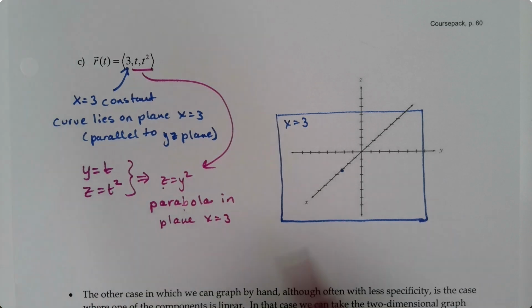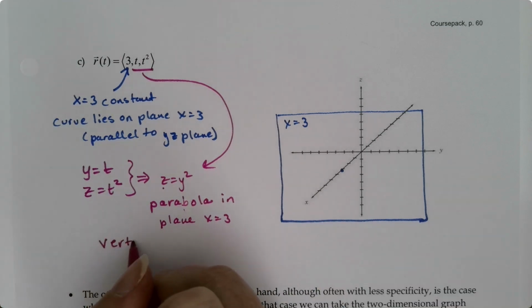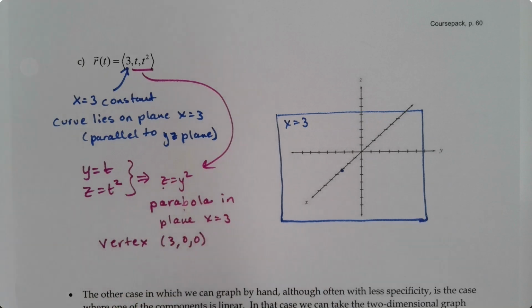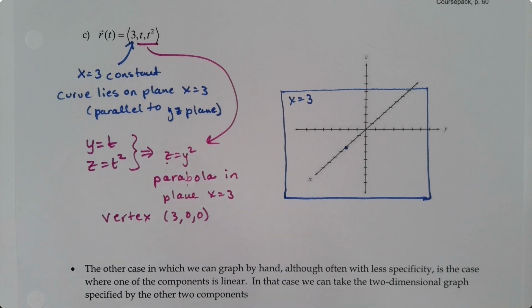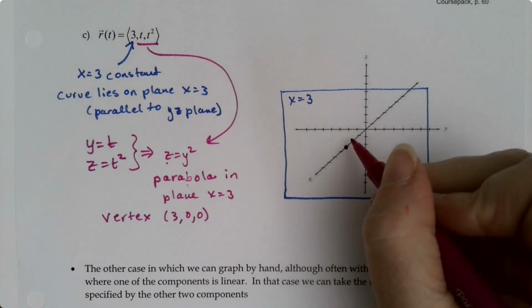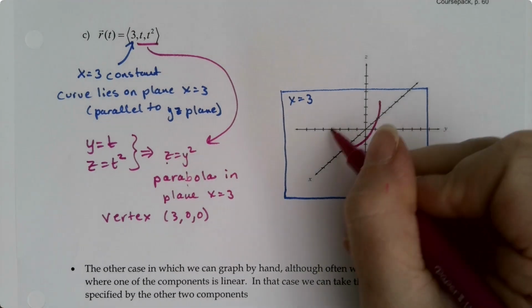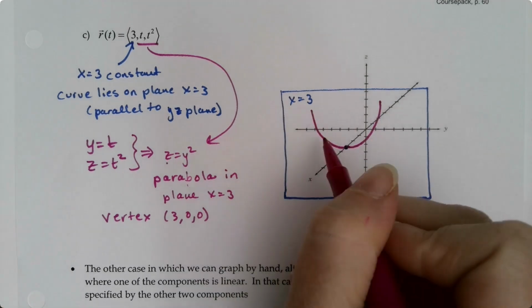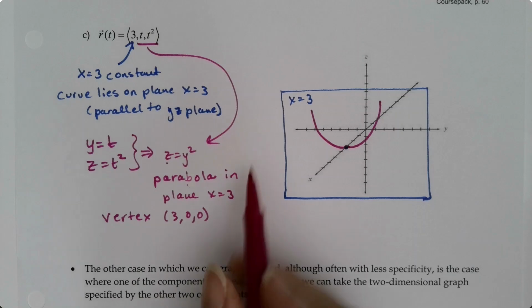Right? It would have vertex 3, 0, 0. So here's 3, 0, 0. So it's going to be a parabola. And it's going to move, right? It has an orientation, right?